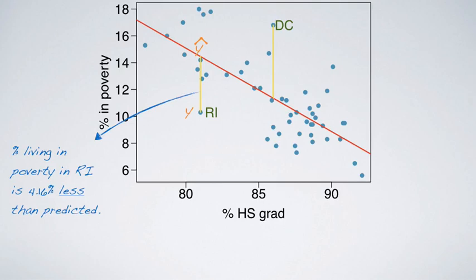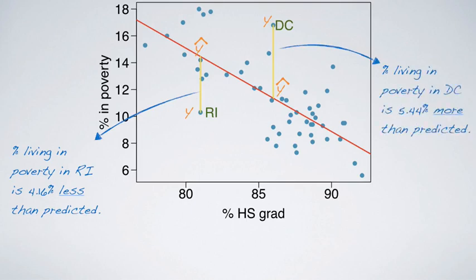Similarly, in DC, the observed value is high up around 17%, while the predicted value is much lower, around 11%. So this time the residual is telling us something slightly different. In this case, the percentage living in poverty in DC is 5.44% more than predicted. So the model overestimates the poverty level in Rhode Island and underestimates the poverty level in DC.